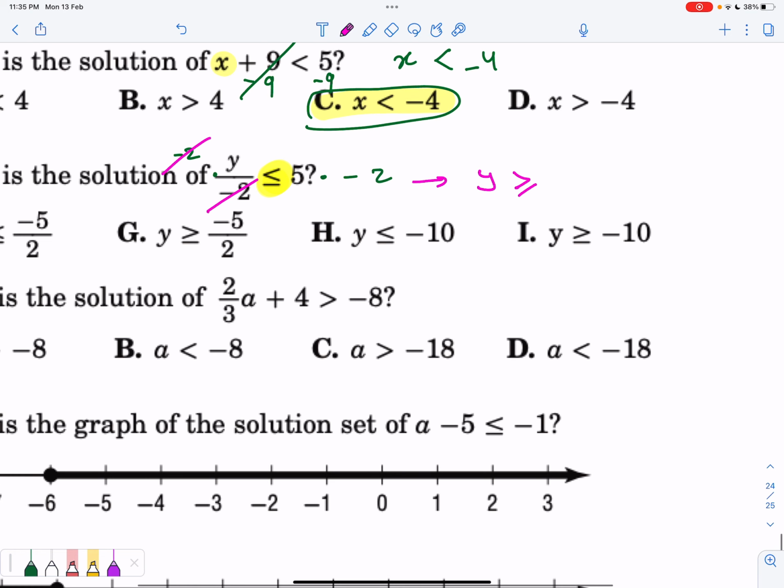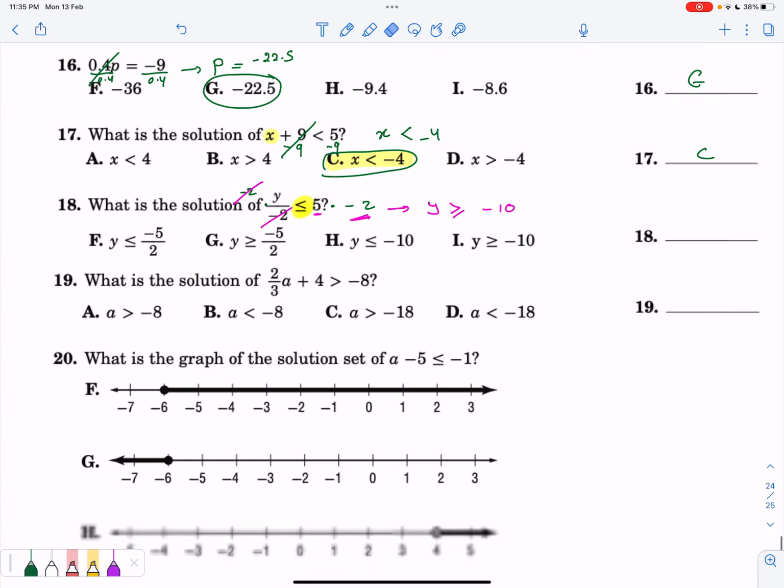So then we will multiply 5 multiplied by negative 2, that is equal to negative 10, because 5 times 2 is 10 and positive times negative is negative. So the correct answer is y greater than or equal to negative 10. So it's going to be answer I.